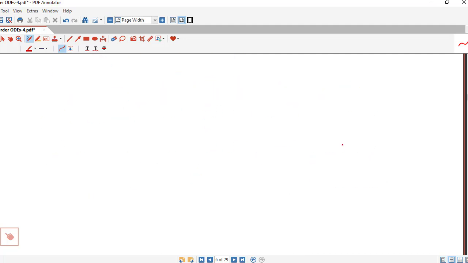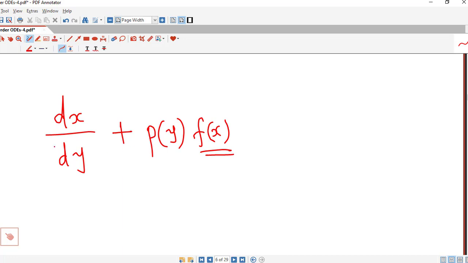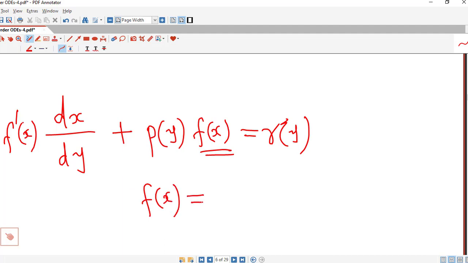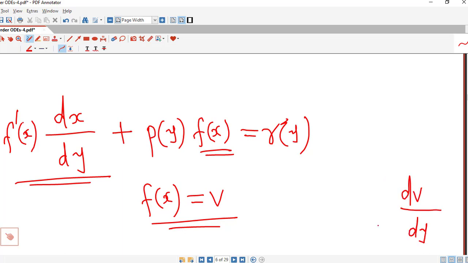So this is another type of differential equation which can be converted into linear ones by substitution, but here we will be careful. If we have a function of x with Py, we should write our equation so that the derivative of f(x) is adjusted with dx by dy equal to Ry. And if our differential equation is in this form, we can consider f(x) equal to v, so that this term will also be converted in terms of the derivative of v with respect to y.